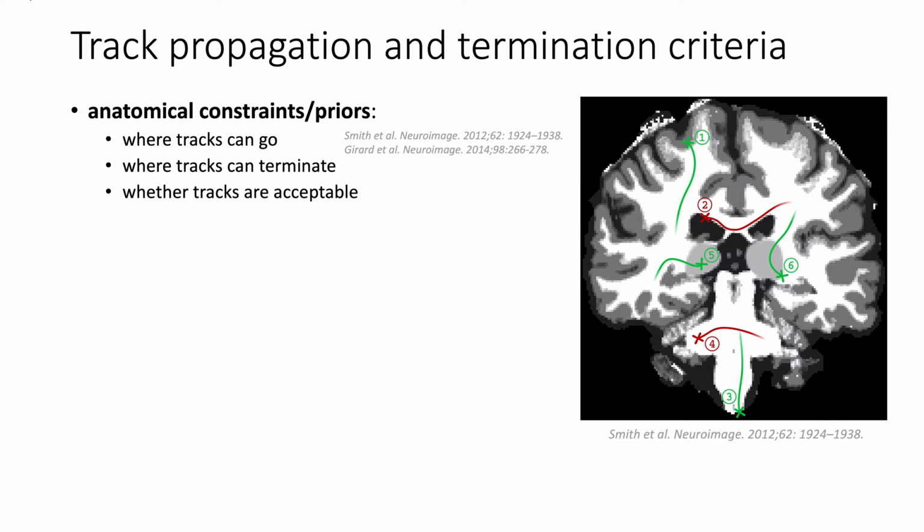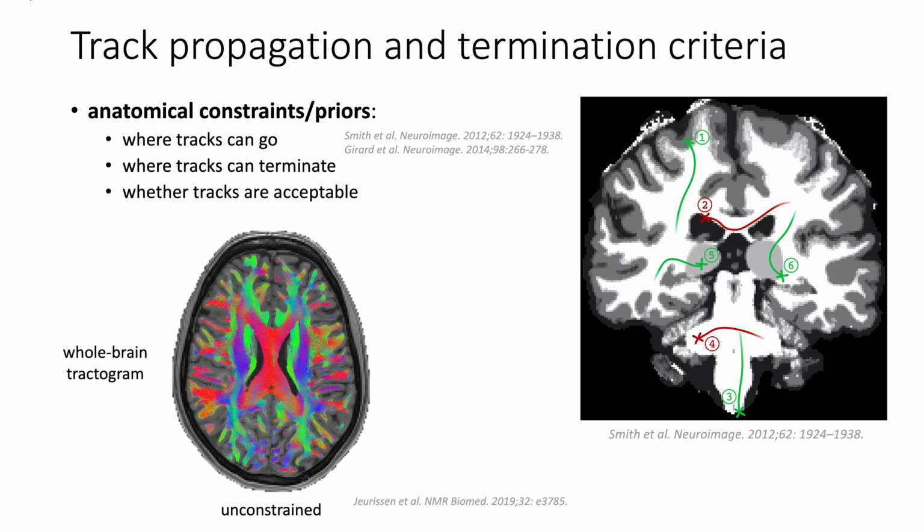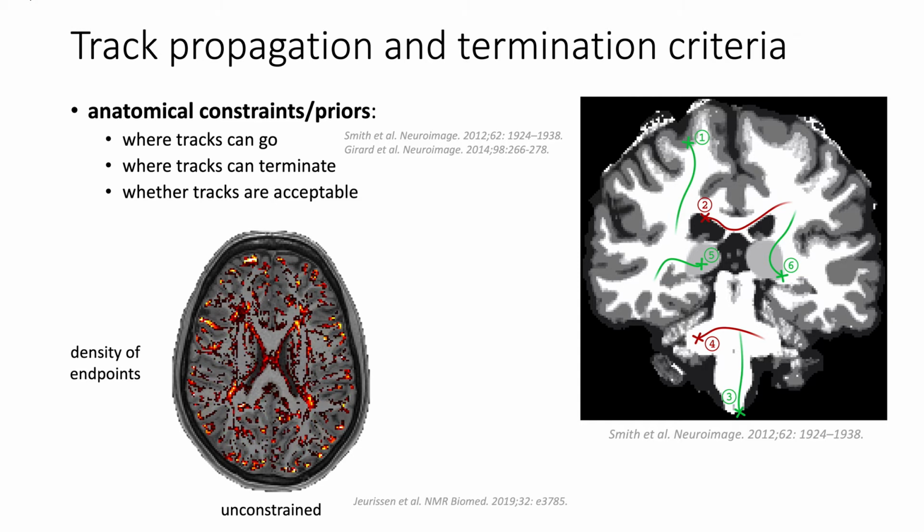More advanced criteria are based on anatomical priors and reject tracks that terminate within the white matter or cerebrospinal fluid, and only accept tracks that connect different gray matter regions. So here we have a conventional whole brain tractogram that looks great on the surface. But if we inspect the endpoints of the fiber tracks, it shows a significant number of fiber tracks that are terminating prematurely within the white matter. For example, in regions of complex fiber architecture or at the interface with the CSF.